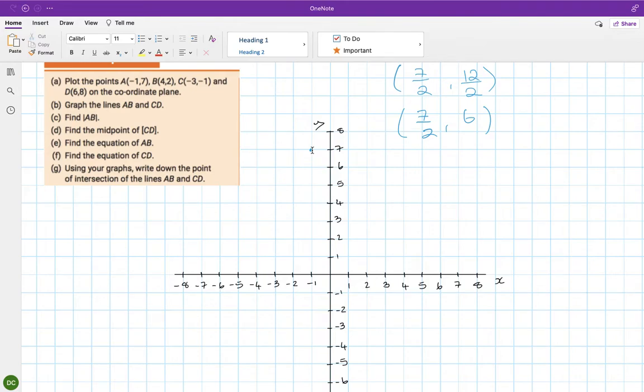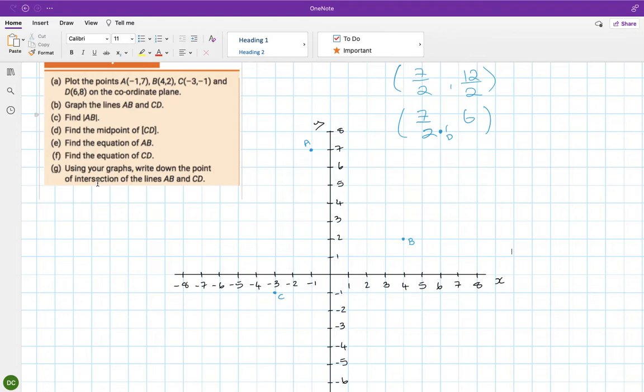I'm just going to label it A. B is 4, 2, so we're going to go right 4 and up 2. So it goes there for B. C is -3, -1, so we go -3 on the x and then down 1 on the y. So -3, -1 is here for C. And then D is 6, 8. Sorry, I'm going to go up into this writing a little bit, but it's there.